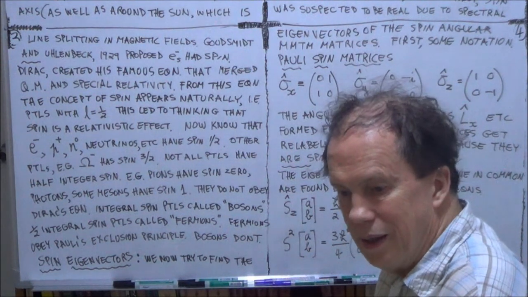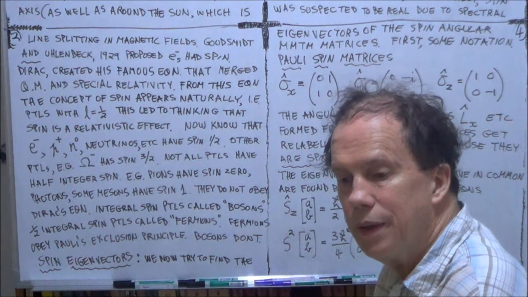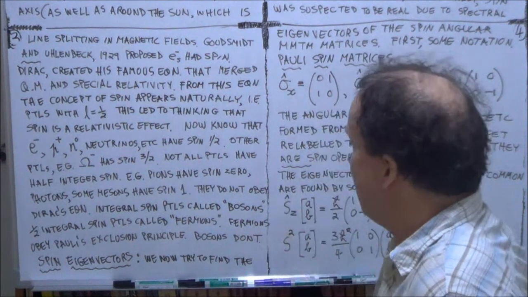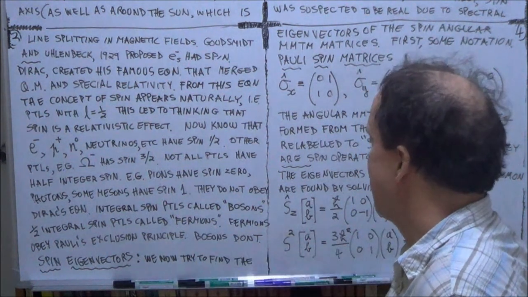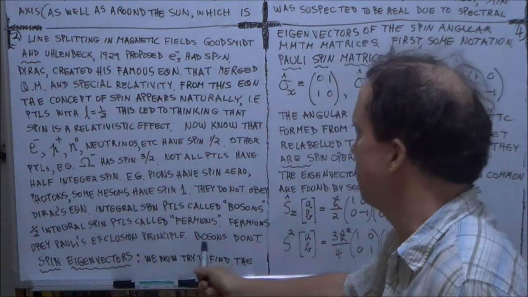So I guess at some stage I'm going to have to do quantum statistical mechanics at some stage. Alright, so bosons and fermions. Okay, so fermions do obey the Pauli exclusion principle, and bosons don't.